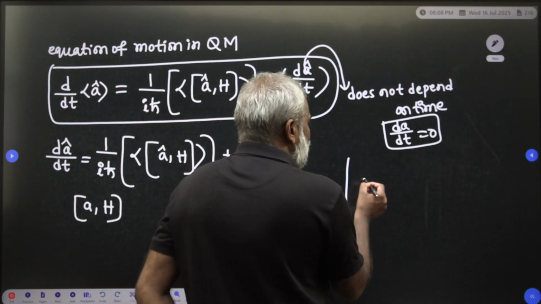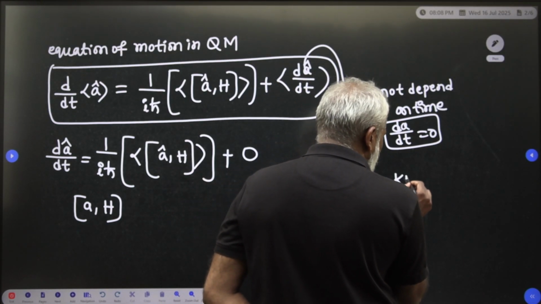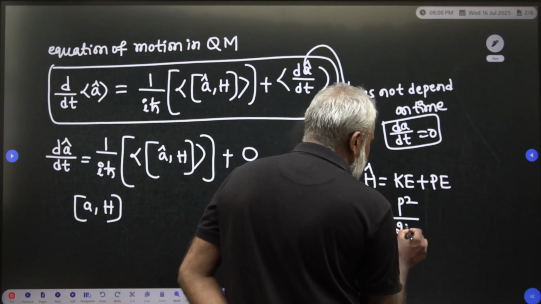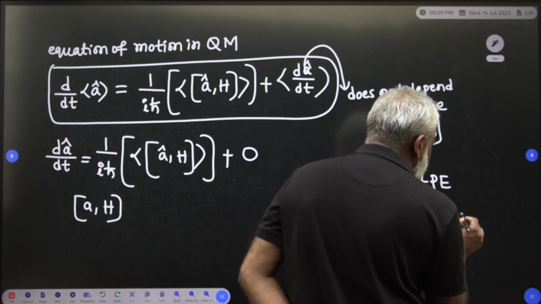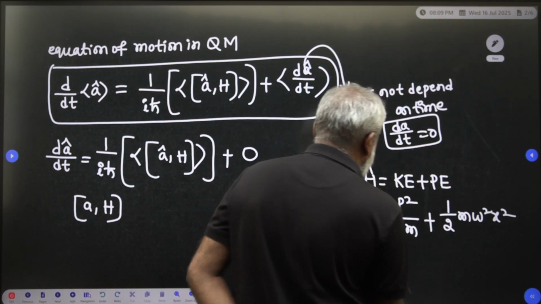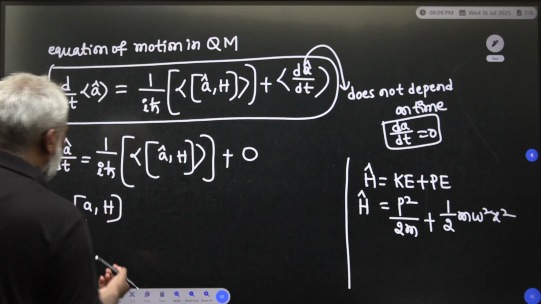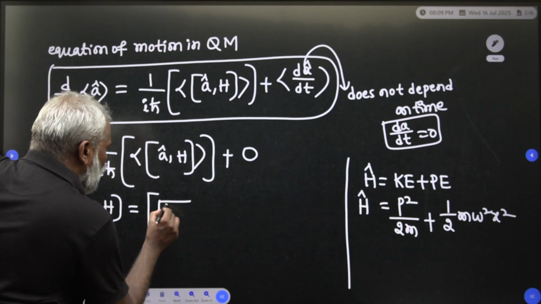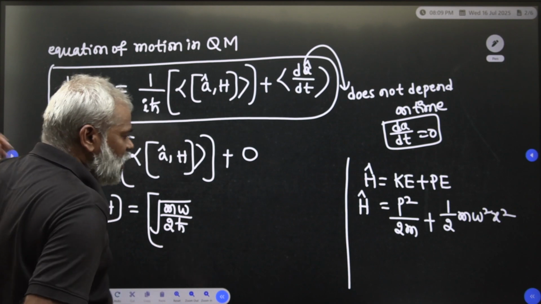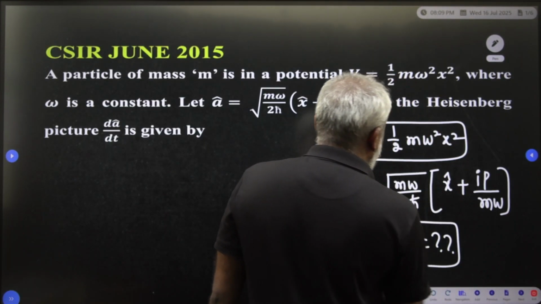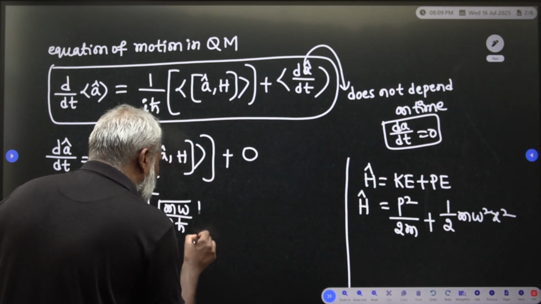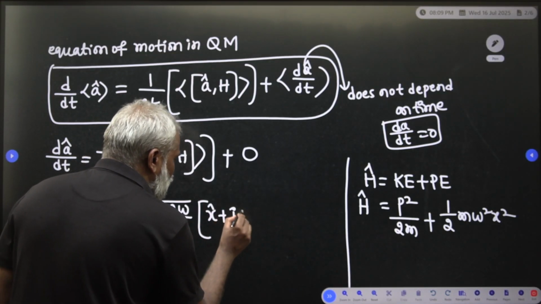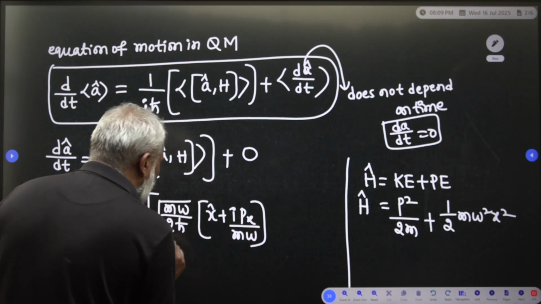What is the Hamiltonian? The Hamiltonian is the kinetic energy plus the potential energy. The potential energy is already given. Kinetic energy is equal to p square by 2m, and potential energy is equal to 1 by 2 m omega square into x square. This is the H cap you have to write. And A you are able to know, it is already there. The operator is square root of m omega divided by 2 h cut into x cap plus i px divided by m omega. This is the A value.